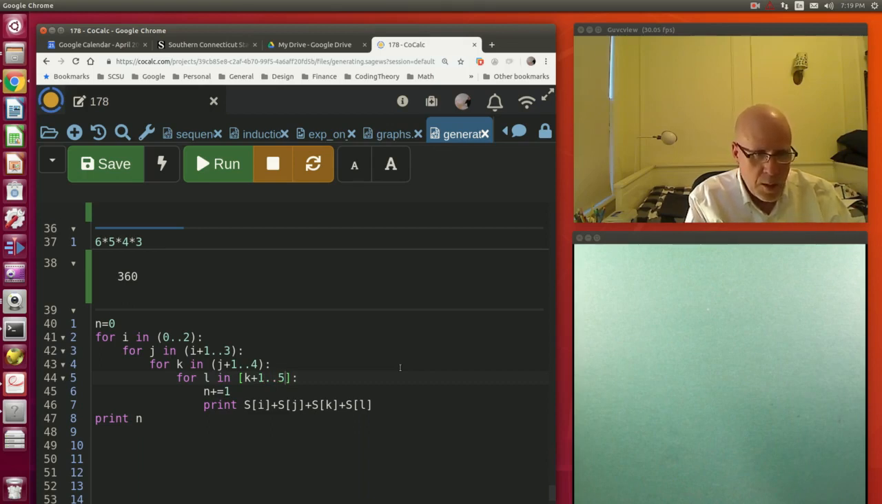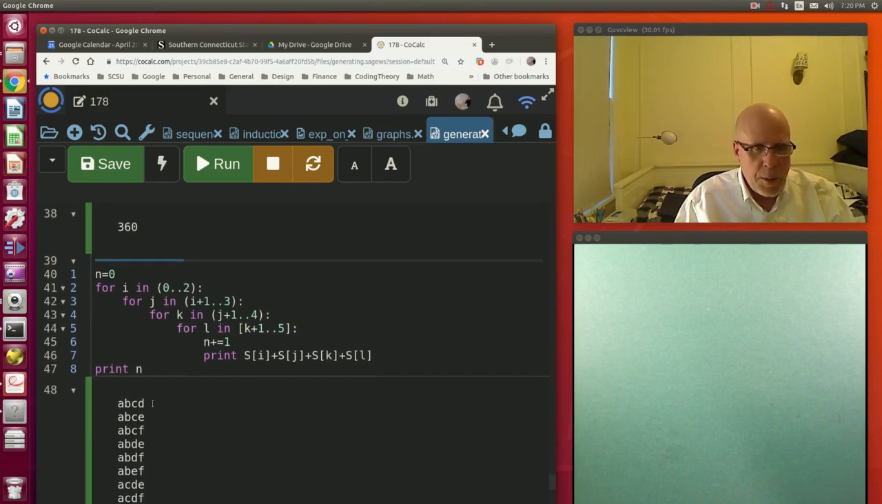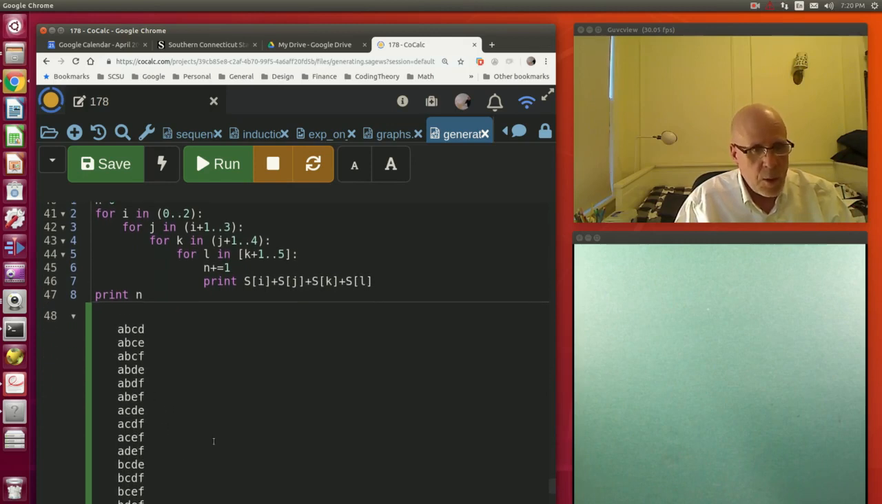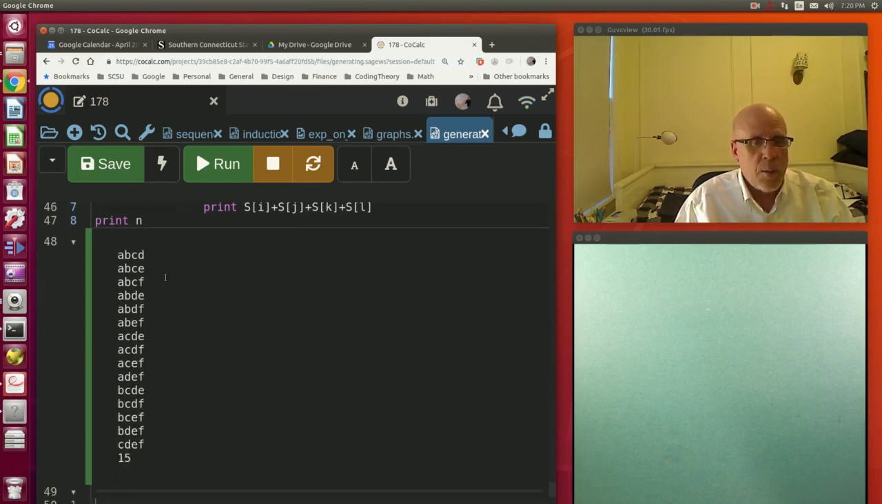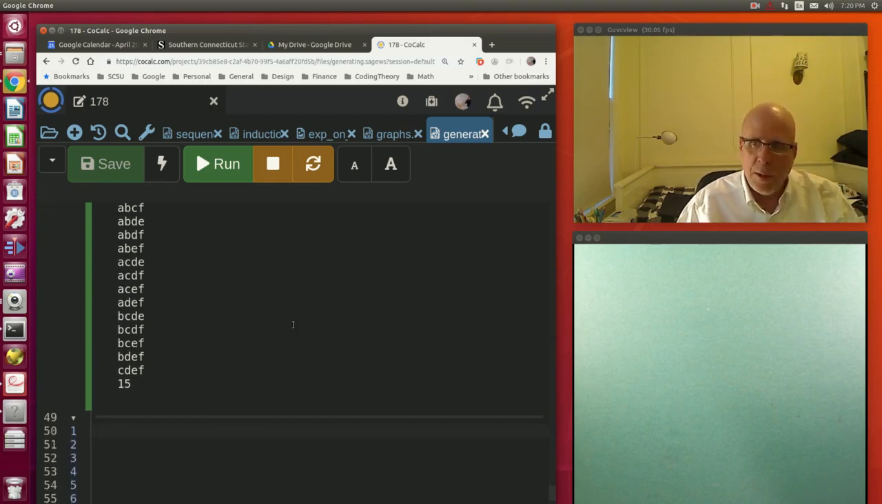These loops are going to have different numbers of iterations in them for different values of the variables in the outer loops, right? But, well, let's run this and see what we get. ABCD, ABCE, ABCF, ABDE. Okay, these are all in ascending order, and that means we've counted the unordered arrangements, and we chose to do this with no repetition. What about that last thing?